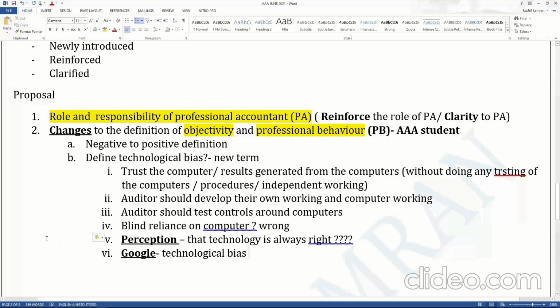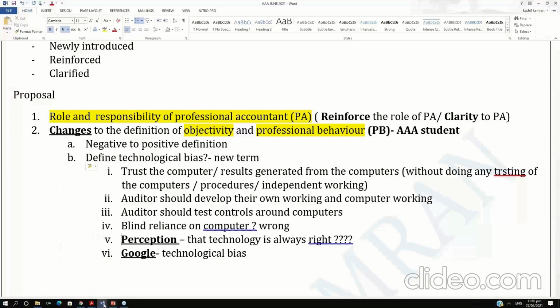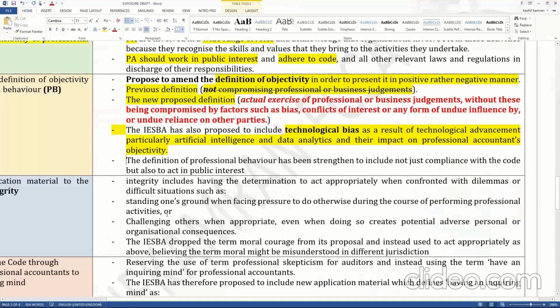Okay, the last thing from this part of the discussion: the definition of professional behavior has been strengthened. Has it been changed? No. Has the definition of professional behavior changed? No. It says the definition of professional behavior has been strengthened to include not just compliance with the code, but also to act in the public interest.